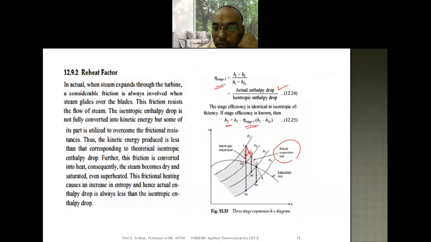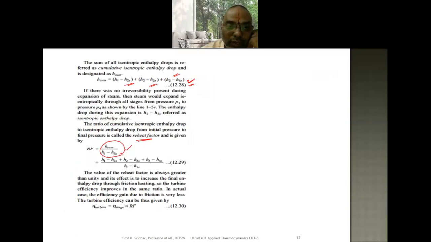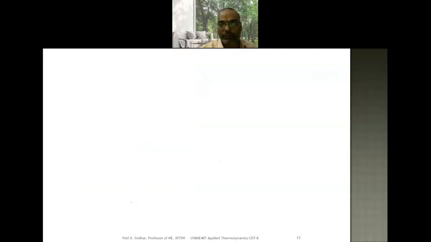So just go through here. What is the isentropic enthalpy drop? The starting point is 1 and the final point is 5s. So the isentropic enthalpy drop is H1 minus H5s. The same thing is represented here. H1 minus H5s represents the total isentropic enthalpy drop, and here the cumulative heat drops are represented. Equation 12.28 is directly substituted here. The reheat factor definition is very important: the cumulative heat drop divided by the total isentropic heat drop. The turbine efficiency is found from the stage efficiency times the reheat factor.